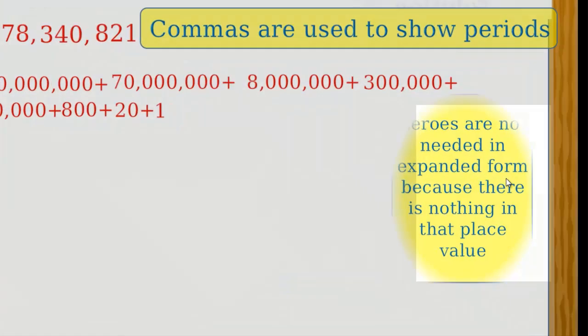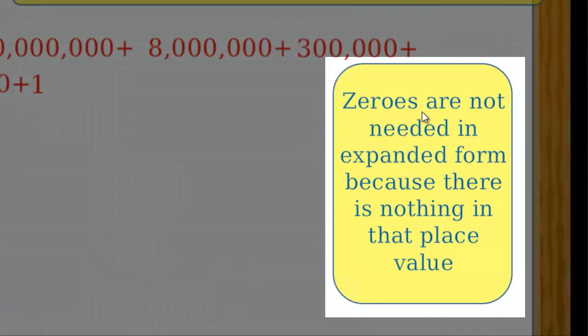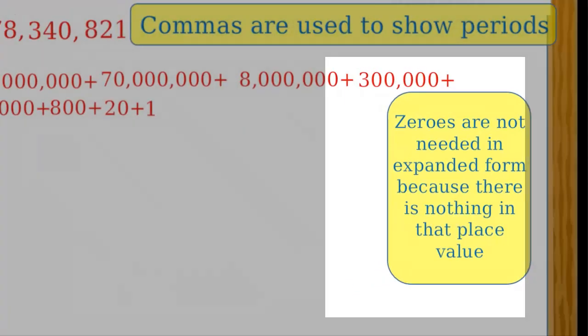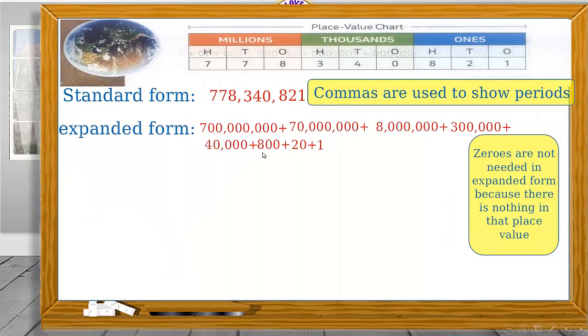Focus well and read this note. Zeros are not needed in expanded form because there is nothing in that place value. If you have 0 in any place, don't write anything in expanded form.